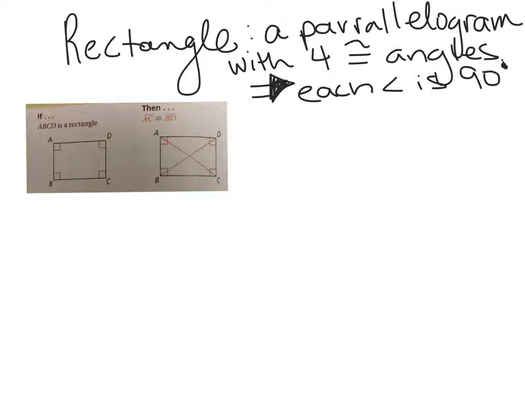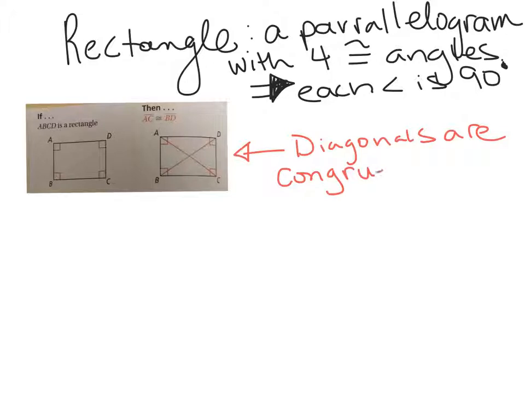Okay. And another quality of a rectangle is that if it is a rectangle, then its diagonals are congruent to each other. So if we know this is a rectangle, then we can say that AC is congruent to BD.